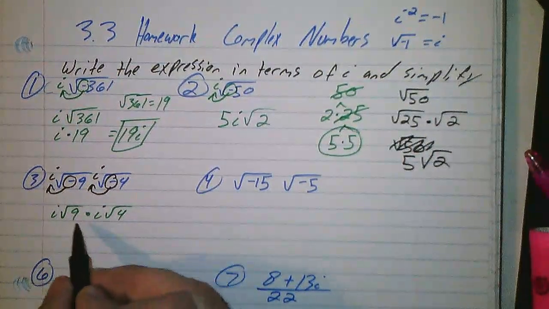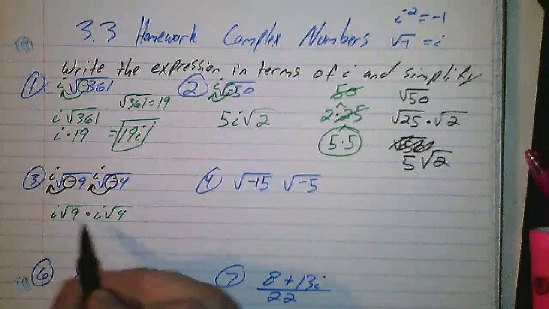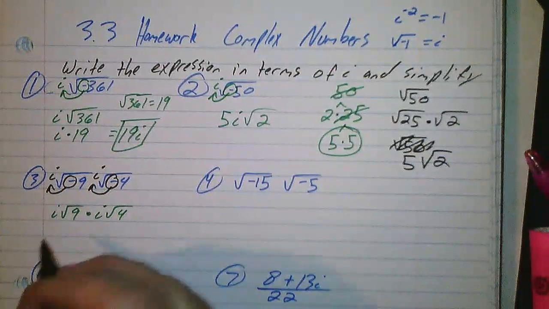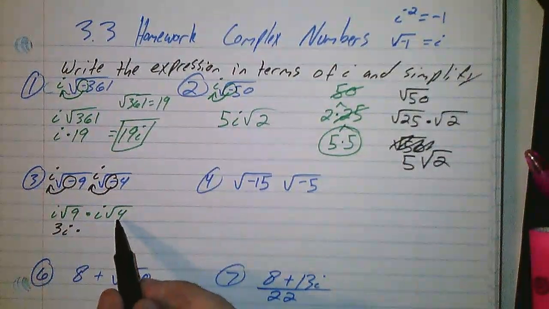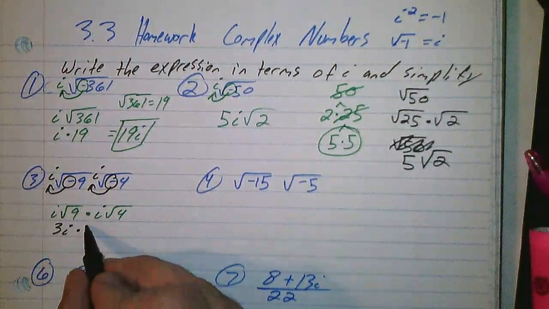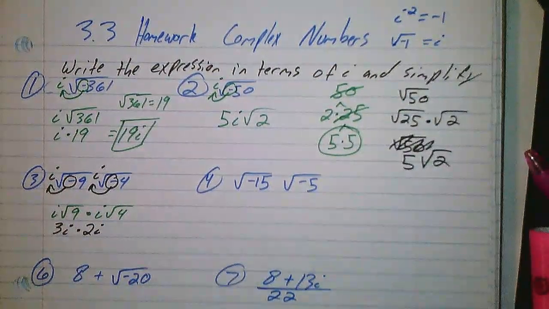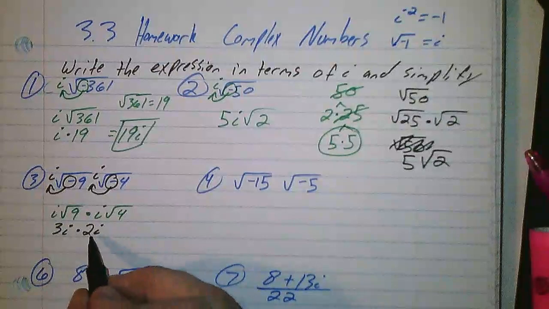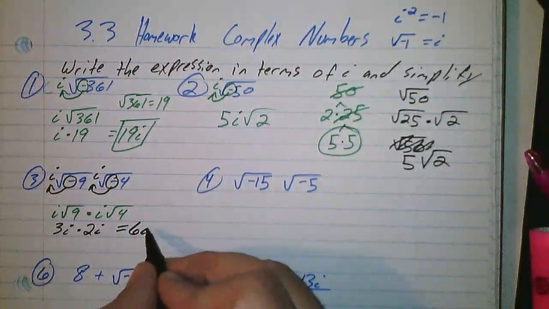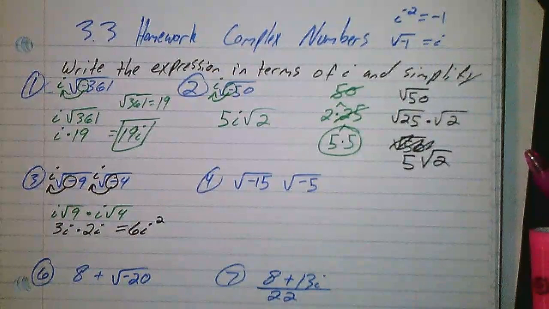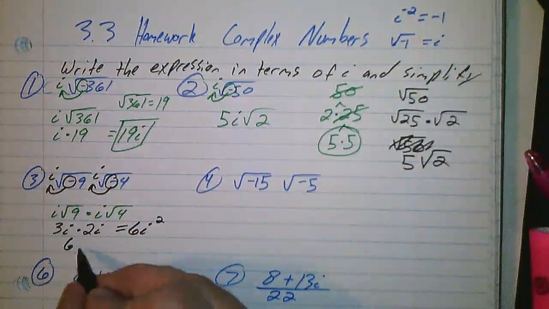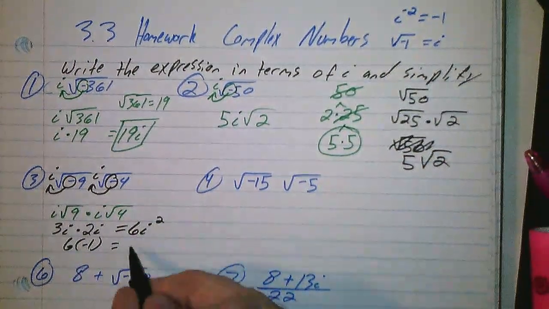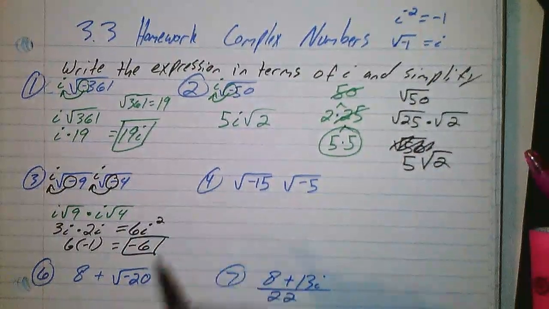So here, 9 is a perfect square, so is 4. So the square root of 9 is 3. So this is like 3i times the square root of 4, which is 2, so that would be 2i. And 3i times 2i is 6i squared. And i squared is negative 1. So this is like 6 times negative 1, meaning our answer is negative 6.